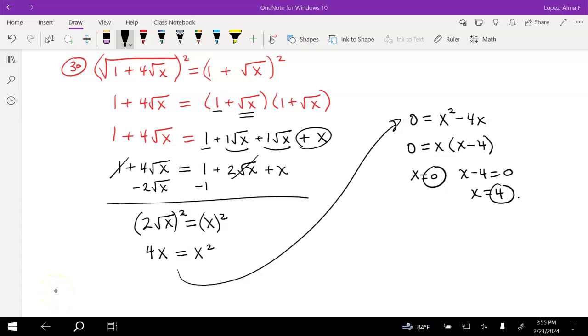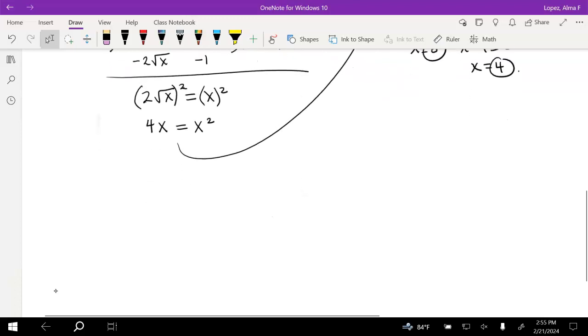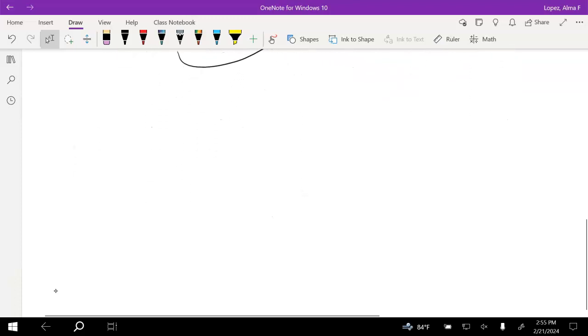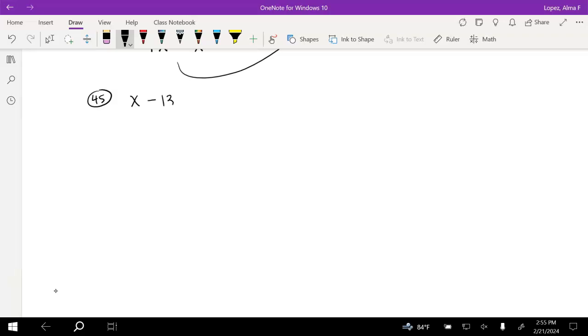Right, we're also going to do numbers 45 and 72 from section 1.6, commonly asked questions. Number 45 actually looks like a single radical equation, but we're going to solve it instead as a U substitution problem.